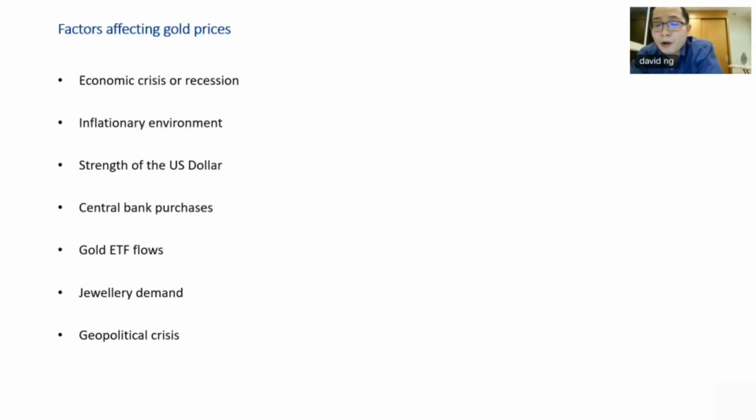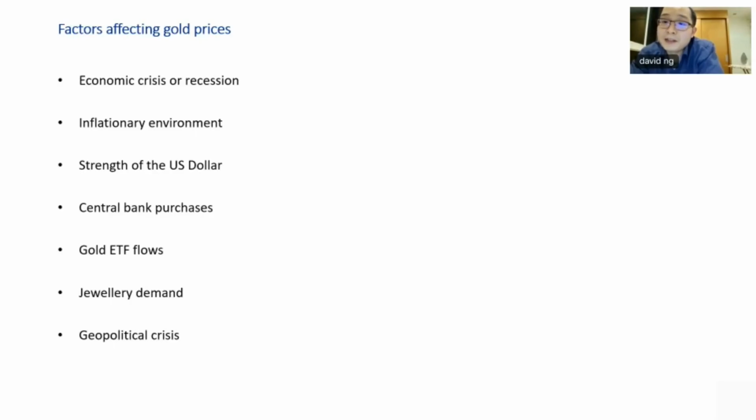Now, the US dollar index is quite tricky. Whenever you look at the strength of the US dollar, it does affect gold in certain ways. When you have a strong US dollar, normally gold prices will react quite negatively. That's what we are seeing right now.